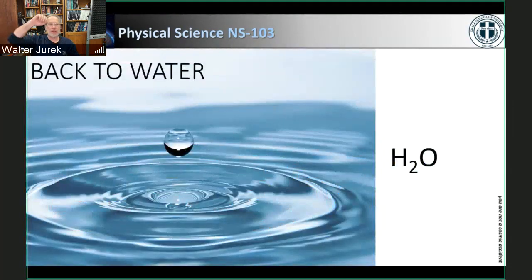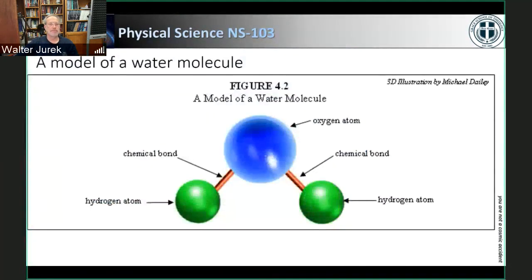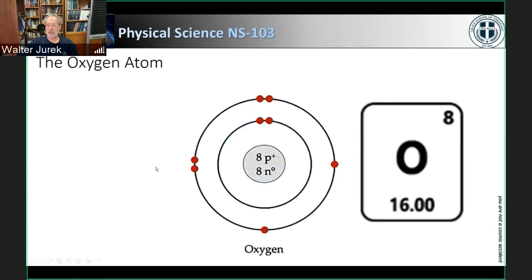All right, then let's go back to water. We got H2O. We've got one big old fat oxygen with two little baby hydrogens hanging off of it. There's a chemical bond, which means they're sharing electrons here. Okay. And since they're sharing electrons, let's zoom in on the oxygen atom specifically.